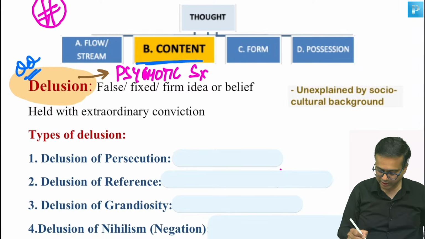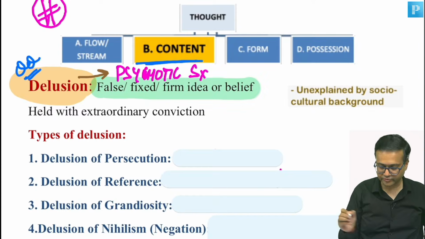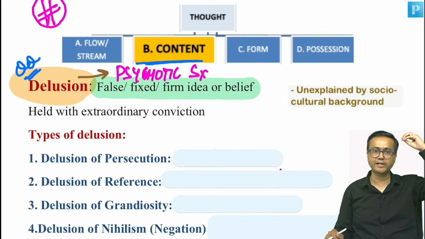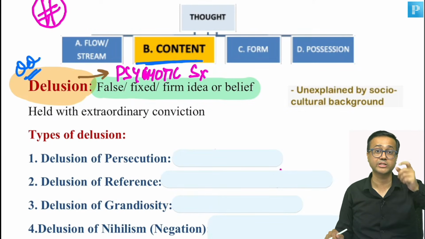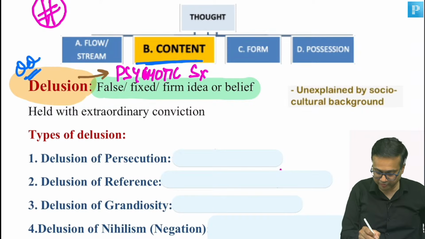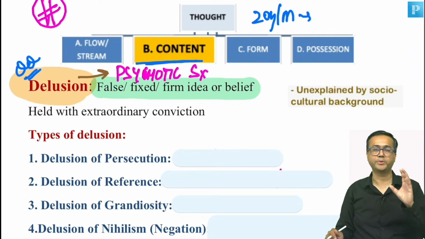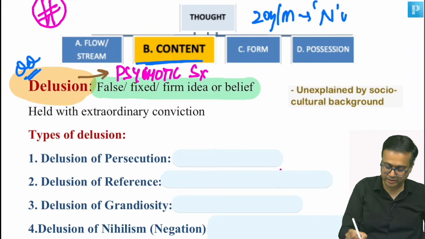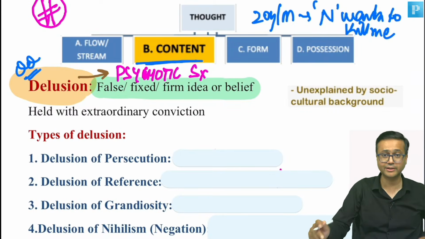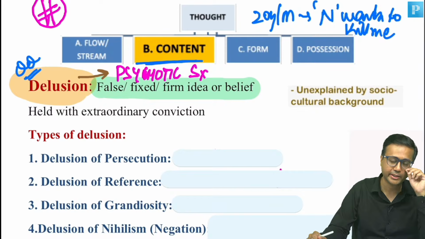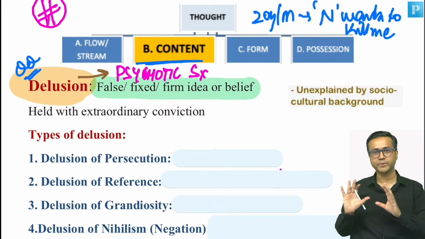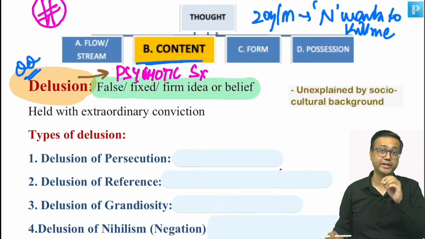And what is delusion? It is a false, fixed, firm idea or belief. So a thought or belief has come into the mind of the patient which is false, and it is fixed. For example, a 20-year-old male is brought by the parents to the OPD, and he claims that the neighbor wants to kill him. But family members are saying, sir, the neighbors are so sweet. They cannot even kill a mosquito. But he is convinced that the neighbor wants to kill him.